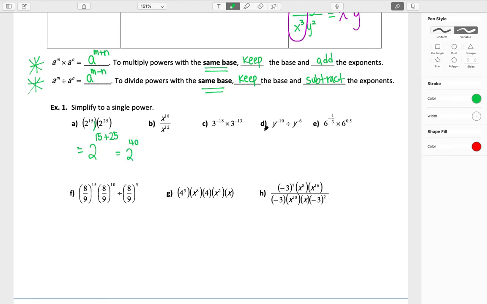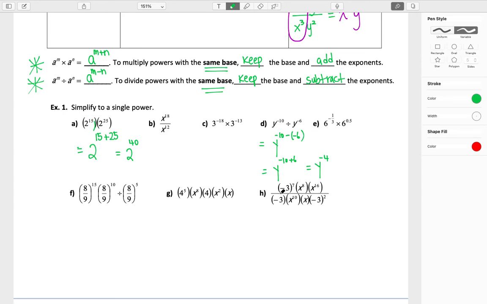What about letter d? It looks like my base is y, and because you're dividing, you have to subtract the exponents. So in this case, negative 10 minus negative 6. And negative negative becomes positive. So y to the negative 10 plus 6. Therefore, it's y to the negative 4.